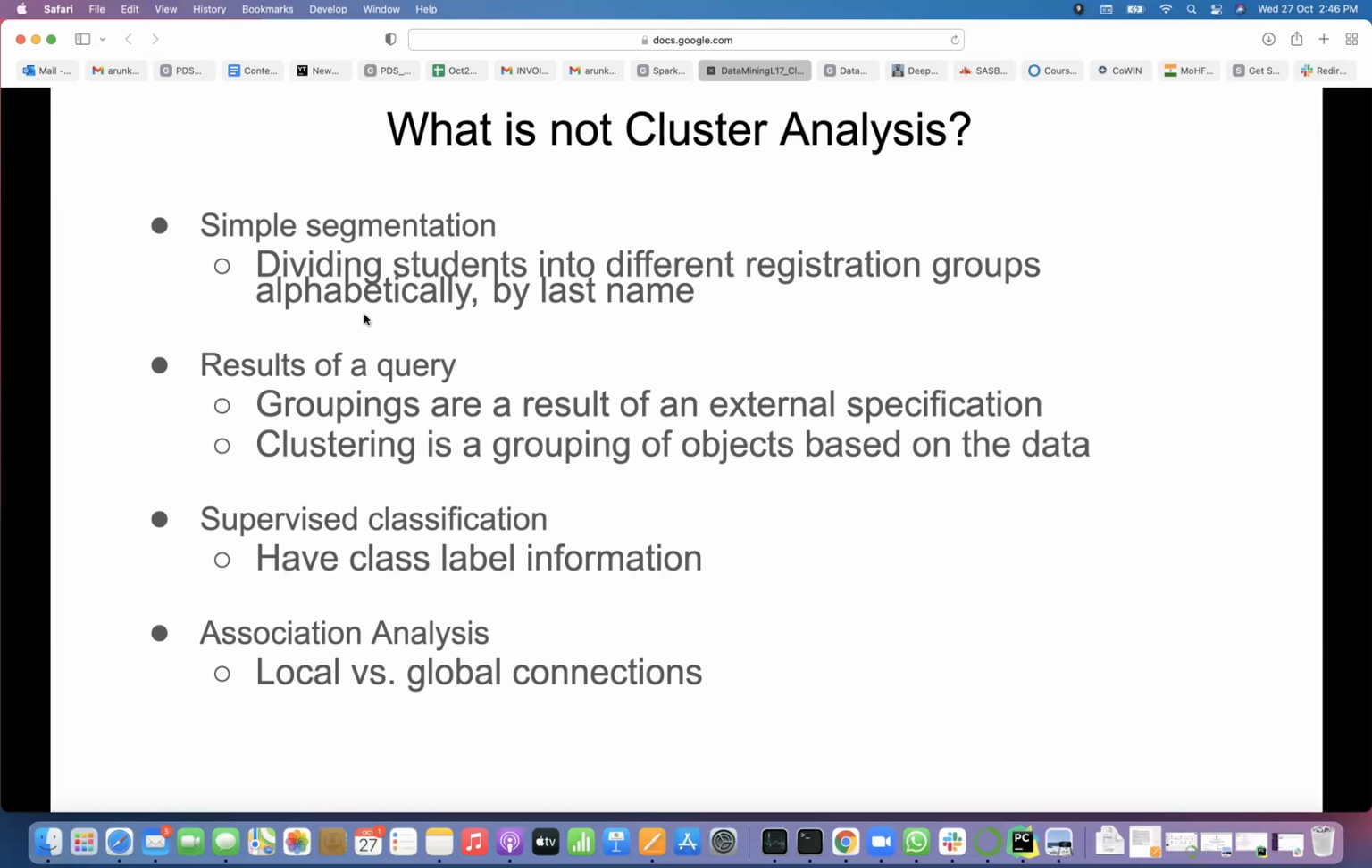Then supervised classification. Is it called clustering? It is not called clustering. Why? If you use the class variable to cluster, then it is not called clustering. So I have class label information. Already you have some positive classes, negative classes, whatever you have, and that influences more. That's why supervised classification, we don't call it clustering.